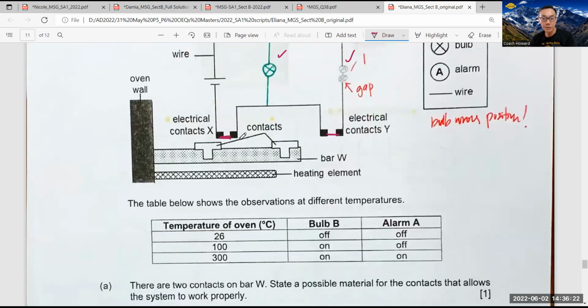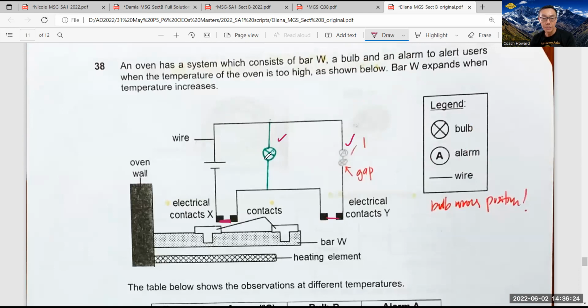Okay, only this contact is closed, and the bulb here will be lit. Supposedly, let's say we analyze this student's answer. If she put the bulb and the alarm system here, do you know what will happen? At 100 degrees, this will form a closed circuit.